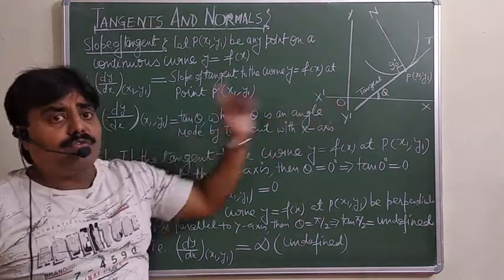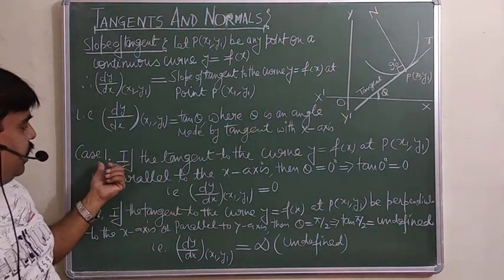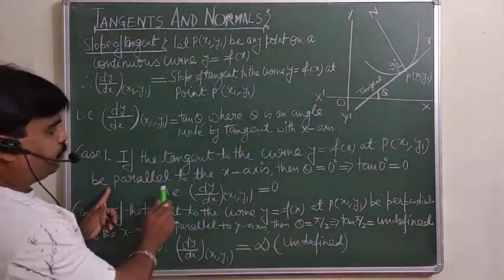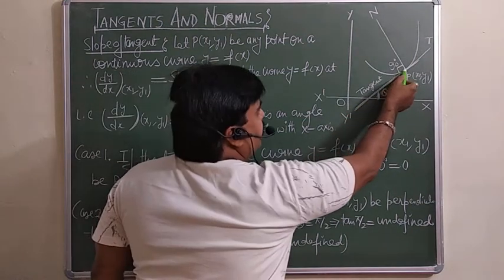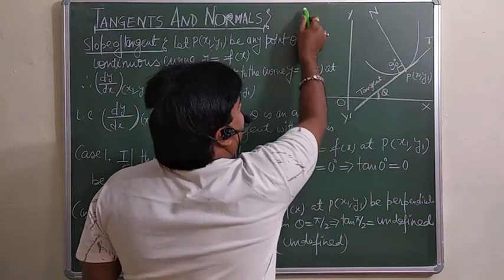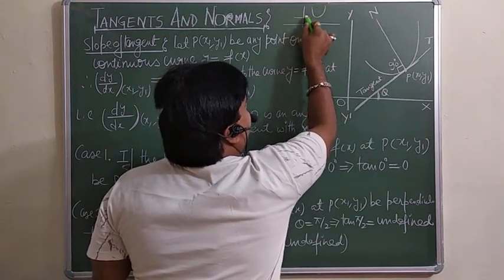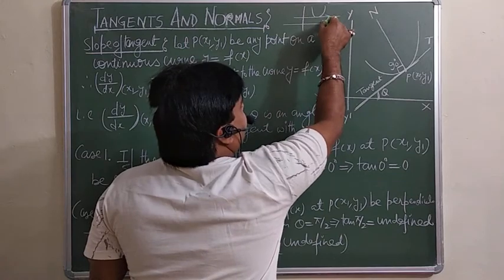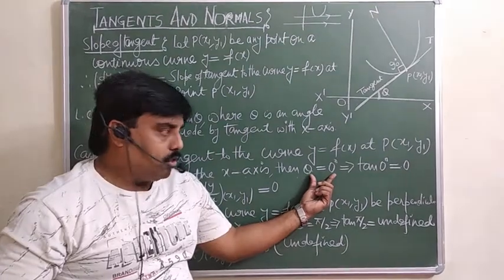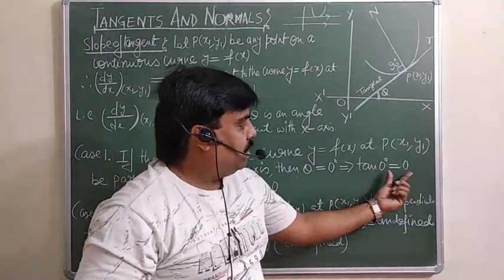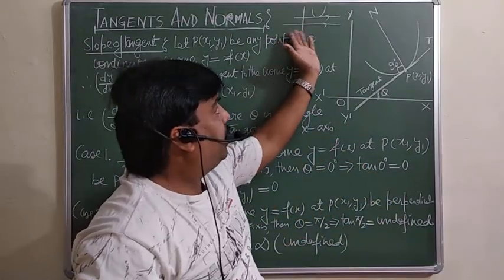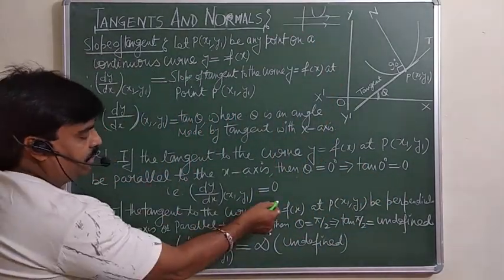Now there are two different cases. Case one is if the tangent to the curve y equal to f(x) at this point is parallel to the x-axis. Suppose this is your curve and this is your tangent, which is parallel to the x-axis. In that case theta will be 0, so tan theta, that is tan 0 degrees, will be equal to 0. So if the tangent is parallel to the x-axis, then the slope of that tangent will be equal to 0.